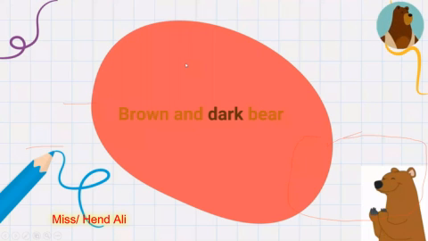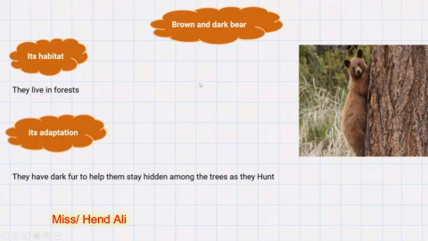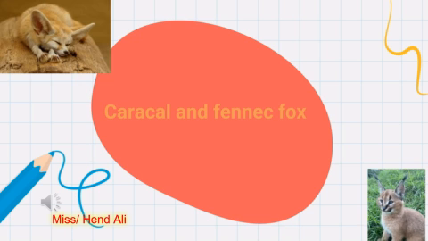The second example for camouflage is the brown or dark bear. So we talked about the first example, which is the polar bear. The second example is the brown bear. Okay. What is the color of the brown bear? The brown bear is brown, and the tree is brown. So the brown or dark bear blends in with the tree. Why? So it can hunt. So it sneaks up on its prey.